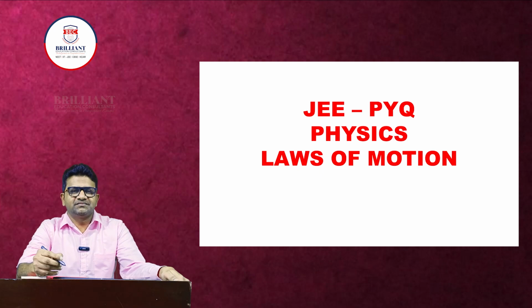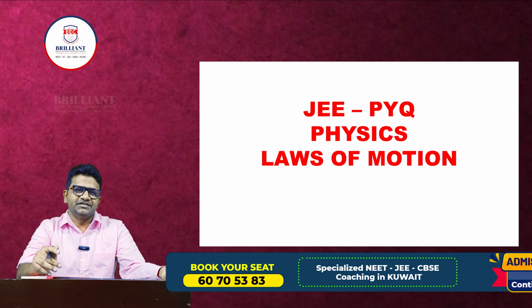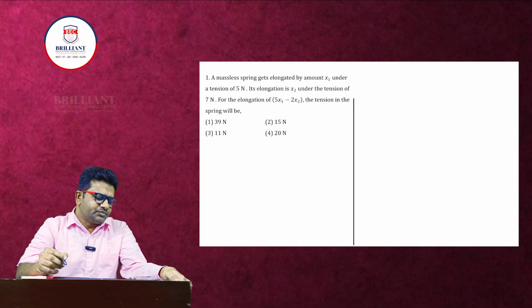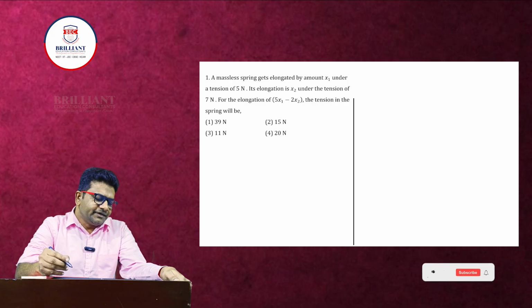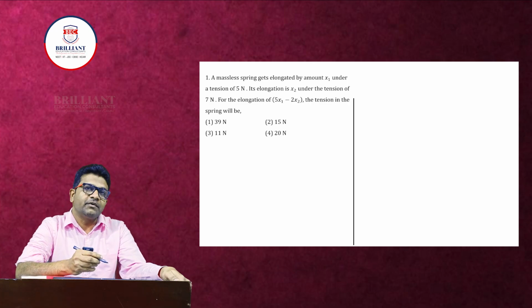Welcome to Brilliant Quiz. Today we are going to solve some JEE exam problems from the chapter Laws of Motion. So the first question is: a massless spring gets elongated by amount x1 under a tension of 5 Newton. Its elongation is x2 under the tension of 7 Newton. For the elongation of 5x1 minus 2x2, the tension in the spring will be.